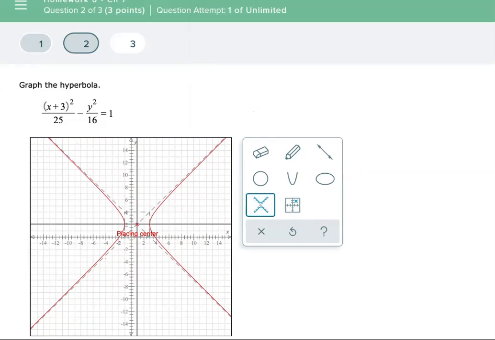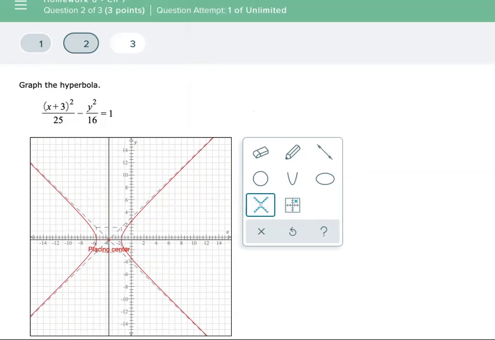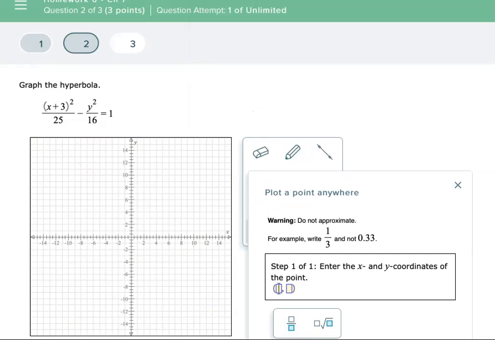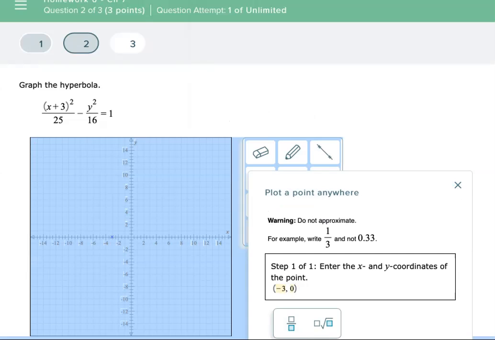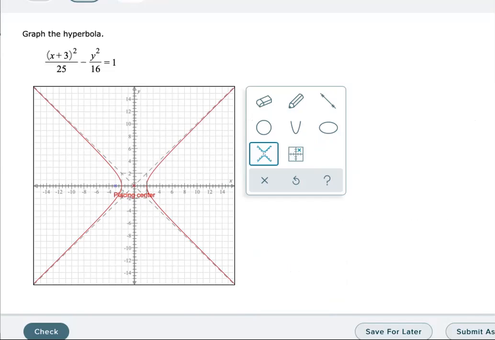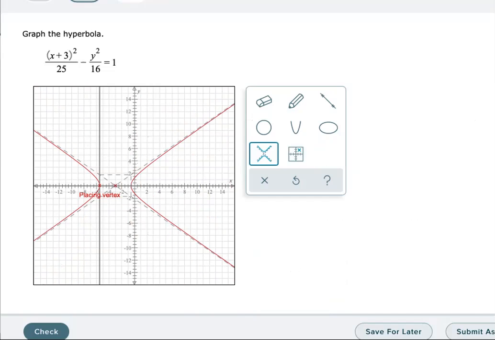So we're going to place our center at (-3, 0). Actually, I think I'll plot the point first, at (-3, 0), only because it's kind of difficult to see with all those hash marks. All right, so we plot the point. Now we'll go out and use the hyperbola graphing tool. So there's my center. I'm going to open along the x-axis. Actually, it is along the x-axis in this particular case.